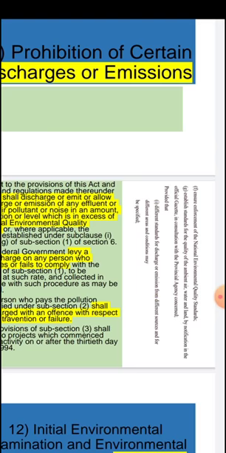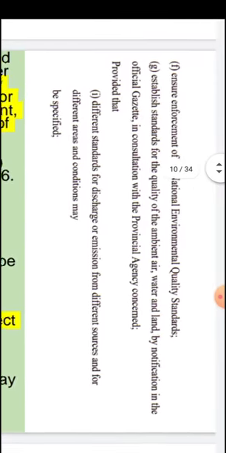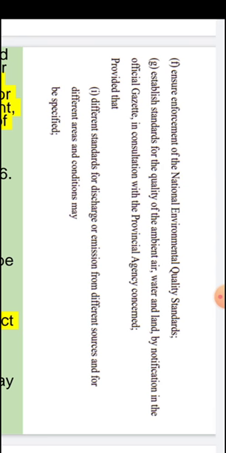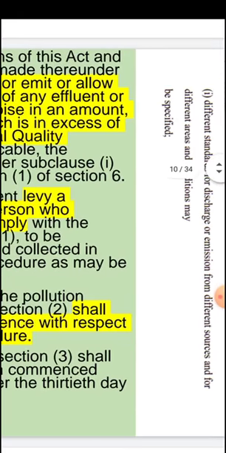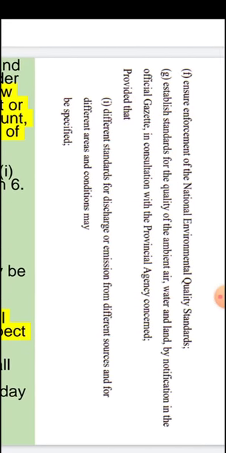This clause G here. If you can check it here, it is clause G, to establish standards for the quality of the ambient air, water, land by notification in the official gazette in consultation with the provincial agency concerned. And the subclause is different standards of discharge or emission from different sources and for different areas and conditions may be specified. So if you check it here, it is the clause G and subclause this I.